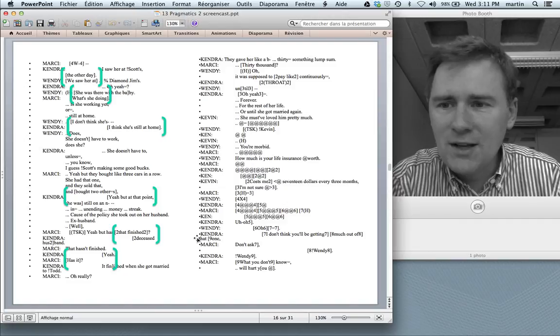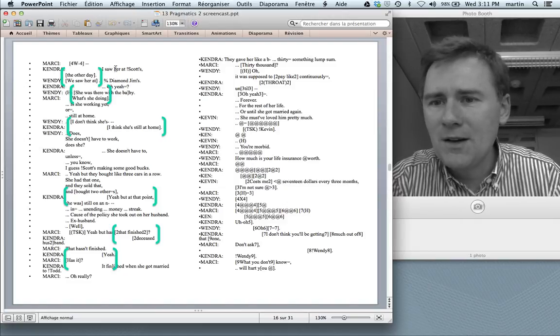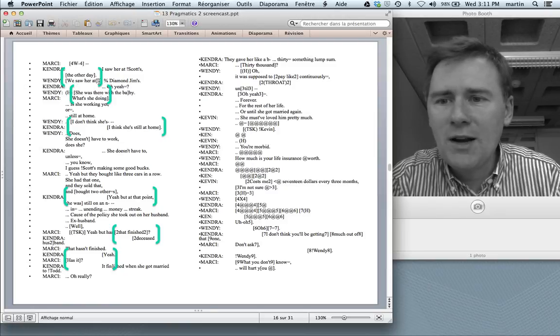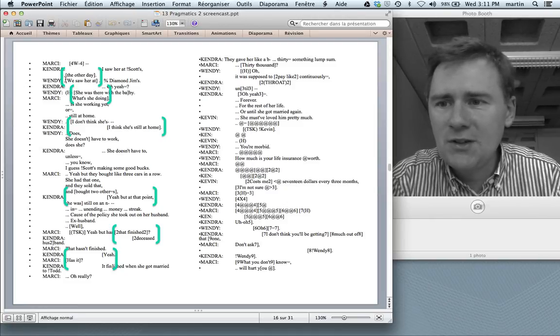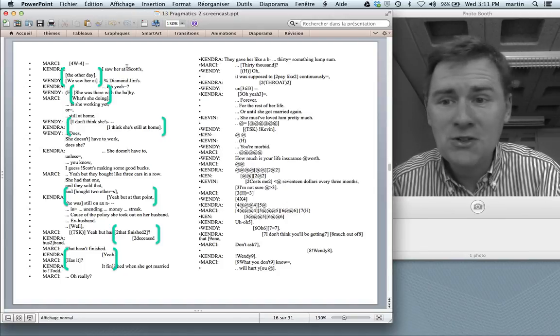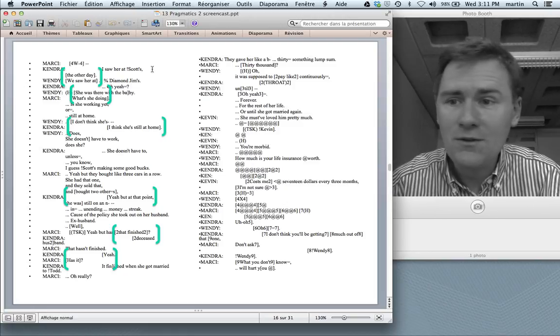We see several cases of overlap here in the transcripts. Yeah? I saw her at Scott's the other day. Yeah? So I saw her at Scott's the other day. The other day is simultaneously spoken to, we saw her at Diamond Gyms. Okay, so Kendra is finishing her turn and Wendy is already jumping in a little too fast, maybe because she interpreted Scott's as the end of Kendra's turn.